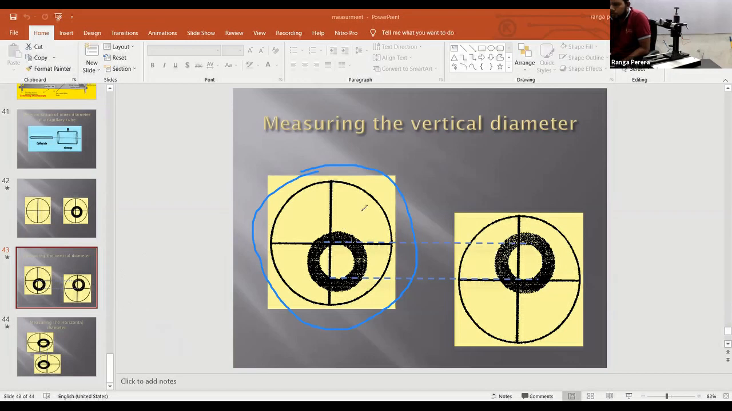So you just draw and write Y2. Let's say the reading is Y2. The measurement is Y2 here.